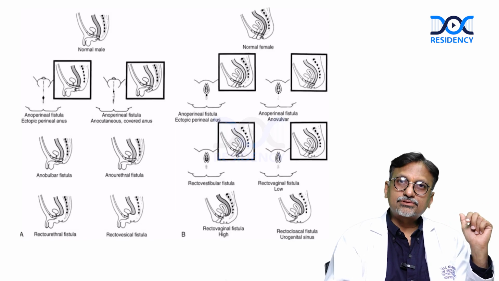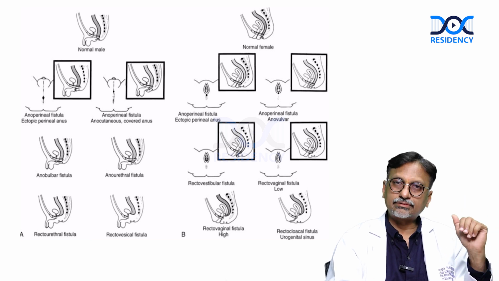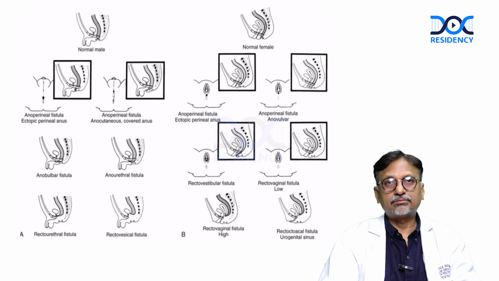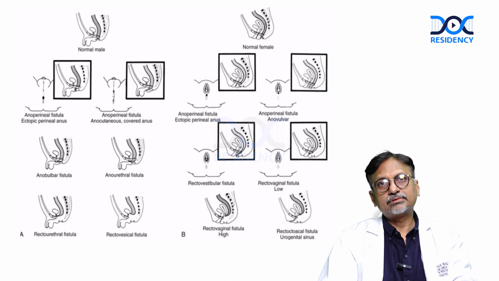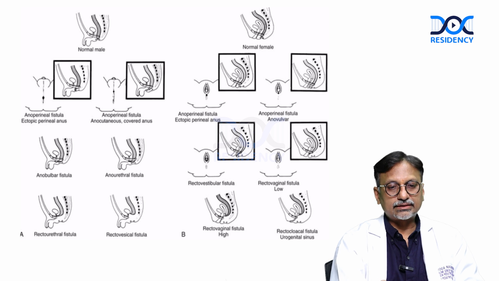There are various types of anorectal malformations, starting from the male and from the female, and various anomalies will be there. In this flow chart, you are seeing the various types of anorectal malformations.